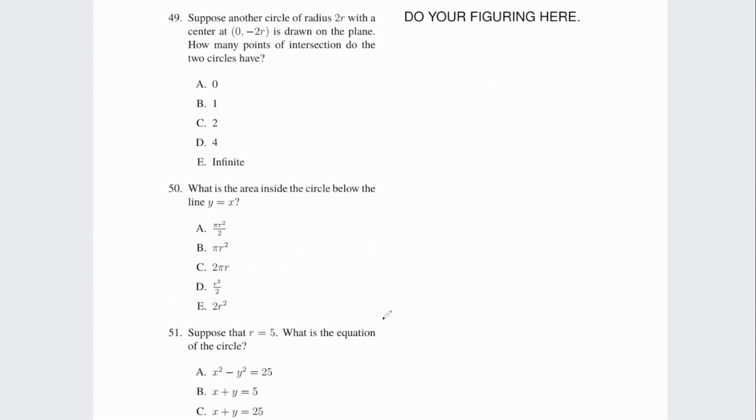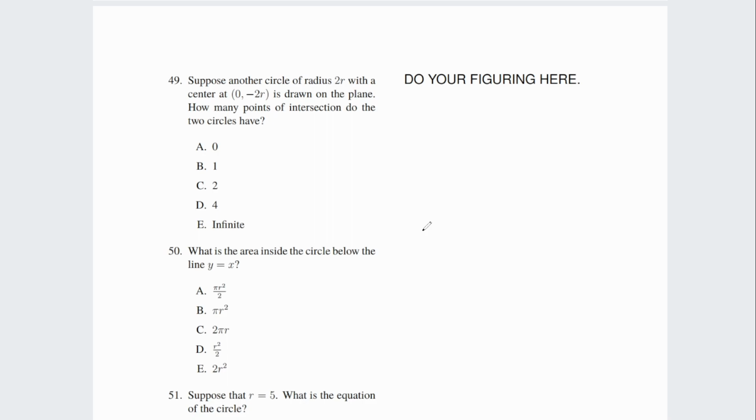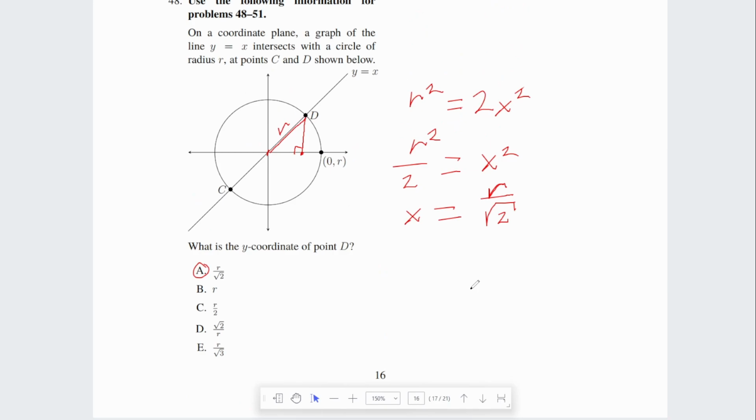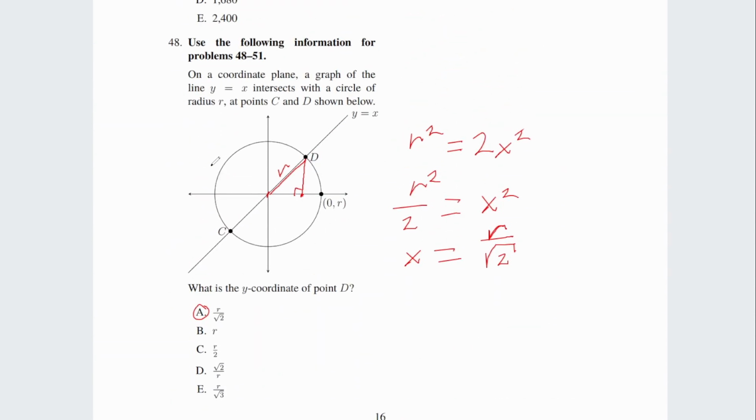Question 49 asks, suppose another circle of radius 2r with a center at 0, minus 2r is drawn on the plane. How many points of intersection do the circles have? 0, 1, 2, 4, or infinite? So we have another circle at 0, minus 2r with a radius of 2r.